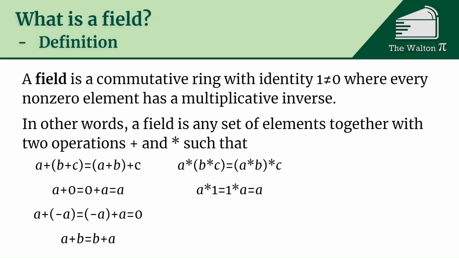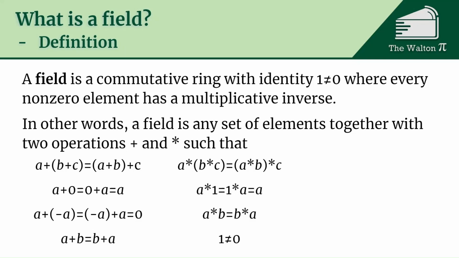(a × b) × c = a × (b × c), a × 1 = 1 × a = a, and a × b = b × a. That makes this a commutative ring. Okay, identity not equal to 0 tells us 1 is not 0.